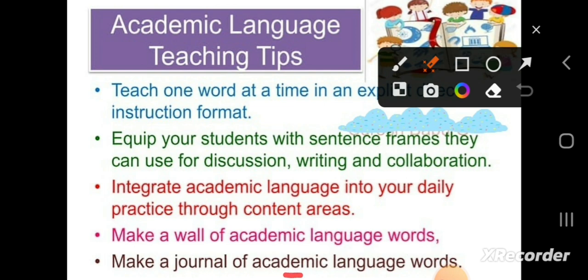Next, make a journal of academic language words. Have students maintain a personal journal where they record new academic words, their meanings, and examples of how they are used. This practice helps students actively engage with and internalize academic language, making it easier for them to recall and apply it in their work.